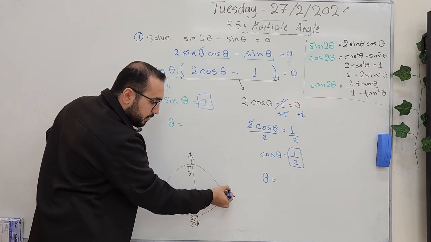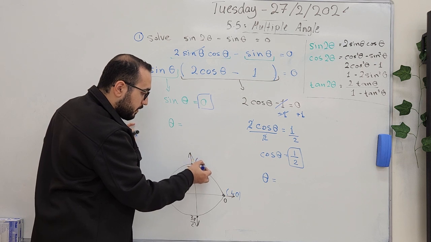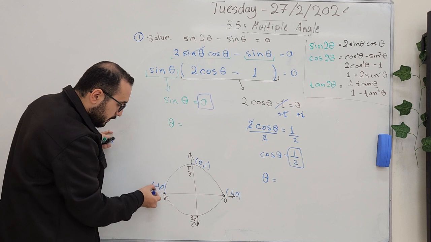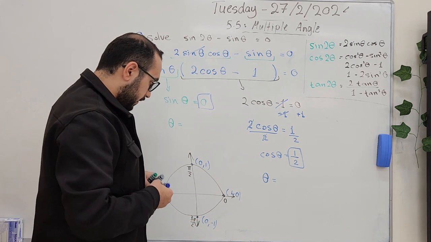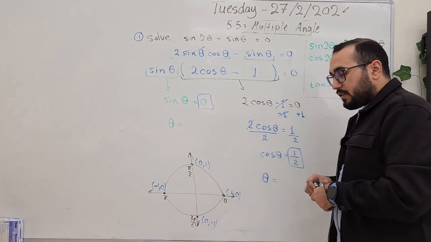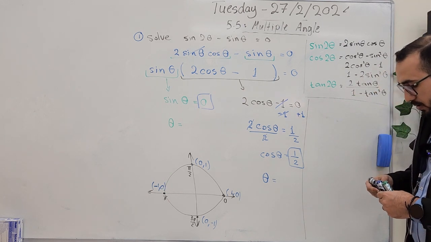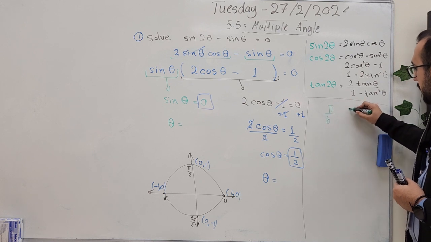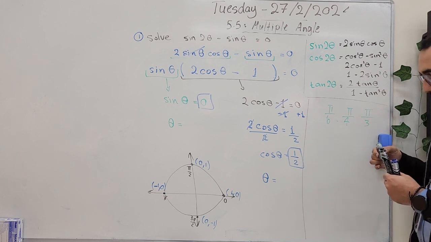What's the coordinate here? The coordinate here is 1 and 0. Here it's 0 and 1. Here it's negative 1 and 0. Here it's 0 and negative 1. Right? Okay. How about the table? If you memorize the table for sine and cosine, let me write it here. So the table has pi over 6, pi over 4. Always write this in front of you in the exam so you don't make a mistake.